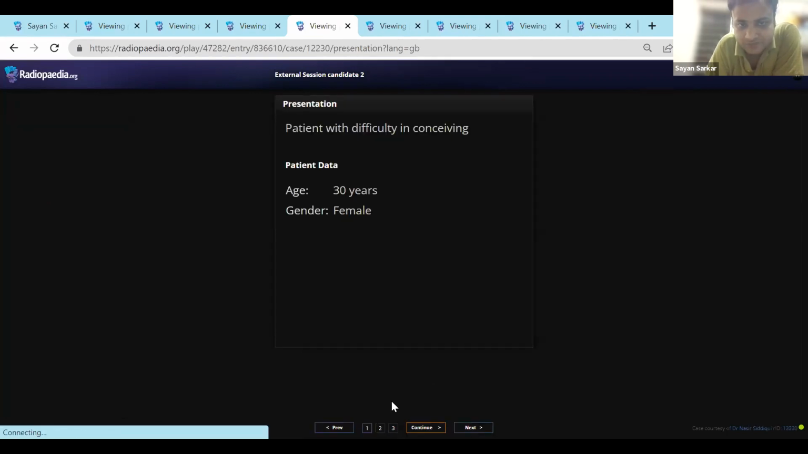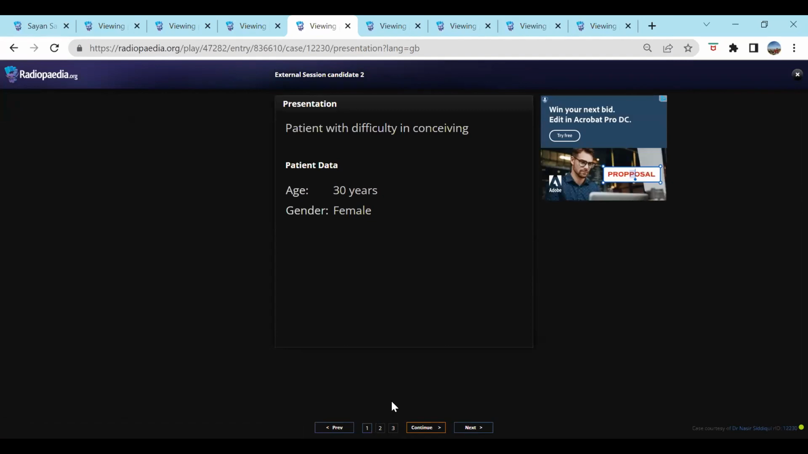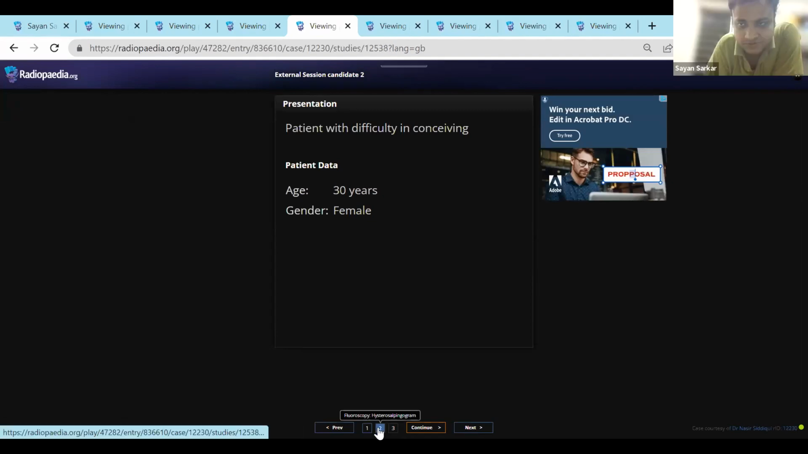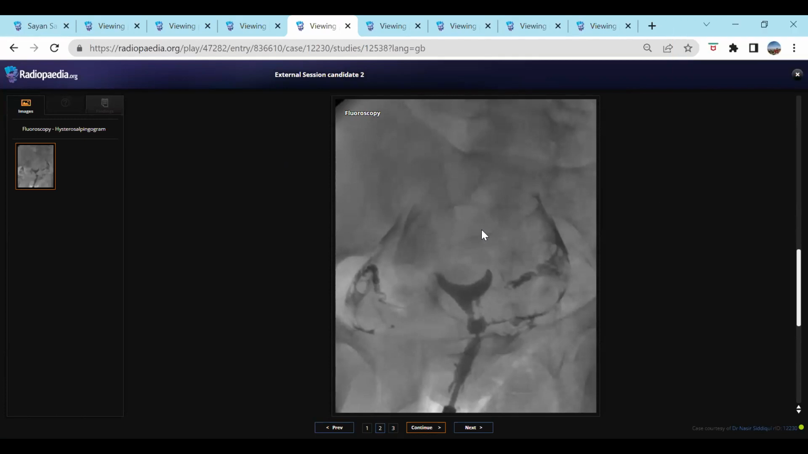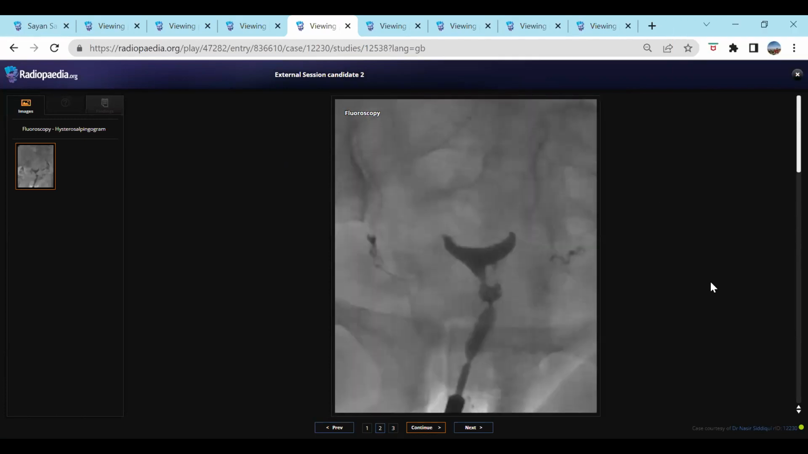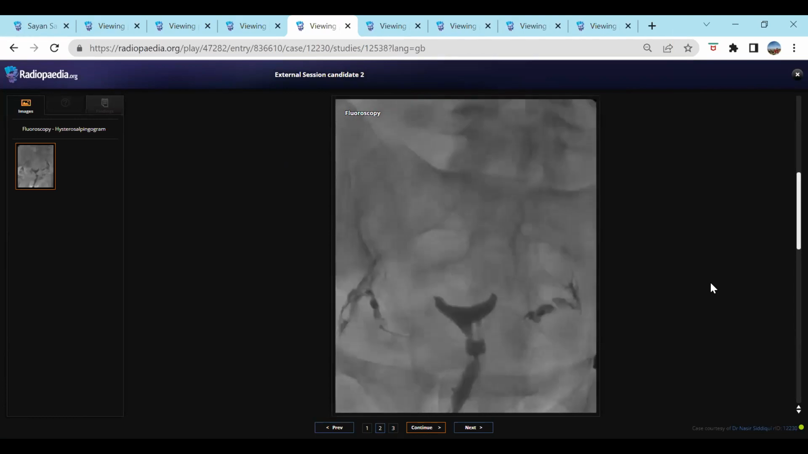Okay. So can you see the history? Yeah. So 30-year-old female with difficulty in conceiving. Absolutely. You can scroll. Okay. So I've been provided with targeted images of sterile salpingogram.